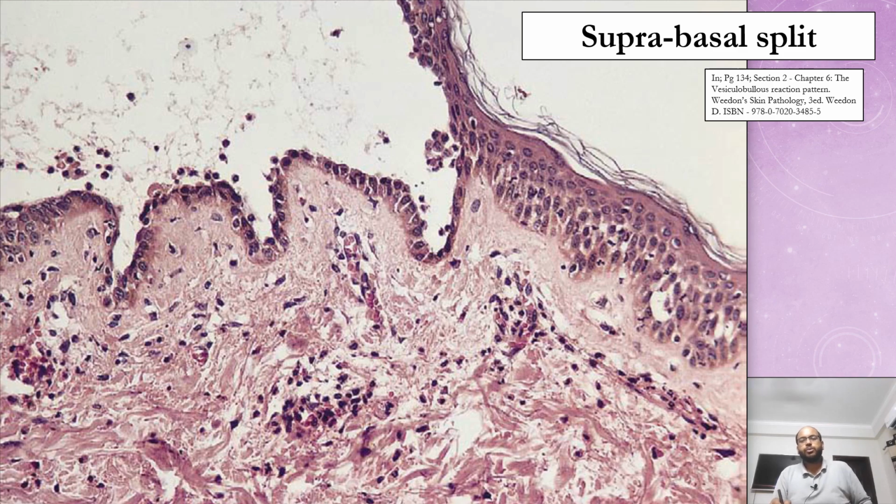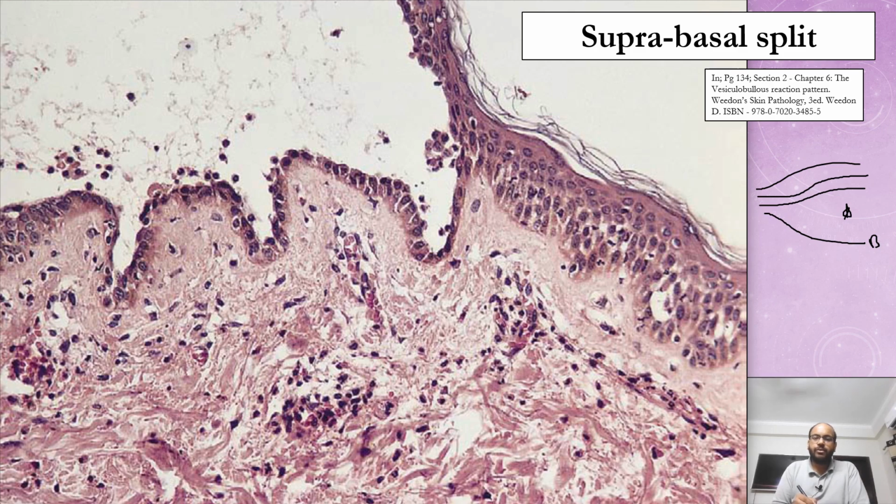And here we have a supra-basal split that we see in pemphigus. In supra-basal split, again, if we make the same diagram, you have stratum corneum, you have granular layer, you have the spinous layer, and below the split, you have the basal layer. So here is the split. Below the split, you have the basal layer.